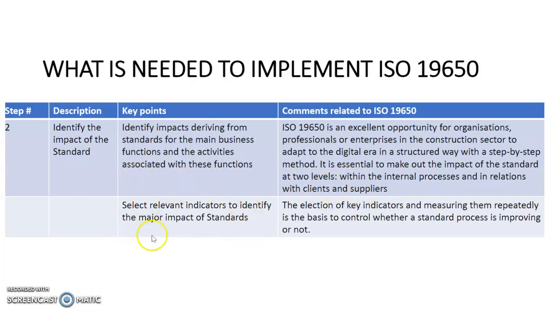The other key point to take note of is to select relevant indicators to identify the major impact of the standards. Selection of key indicators and measuring them repeatedly is a basis to control whether the process within the company, if they decide to implement this particular standard, is improving or not.